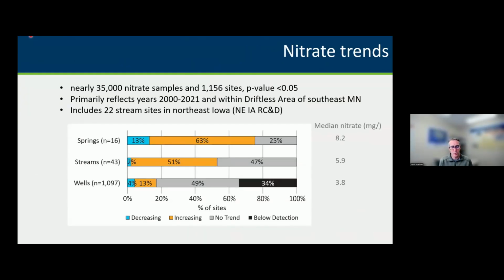All right, so let's get into the trend data. This is a lot of data showing up in this simple bar chart, but it represents about 35,000 individual nitrate samples across 1,200 sites. We considered significance when the p-value is less than 0.05. It primarily reflects years 2000 through 2021, and mainly within the Driftless Area of southeast Minnesota. But in terms of stream trends, we're also able to leverage some data from the Northeast Iowa RC&D, where they have a great monitoring program going on in the Upper Iowa River watershed.